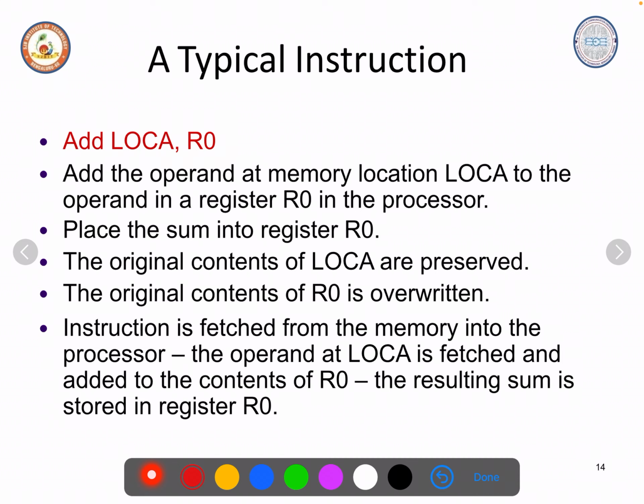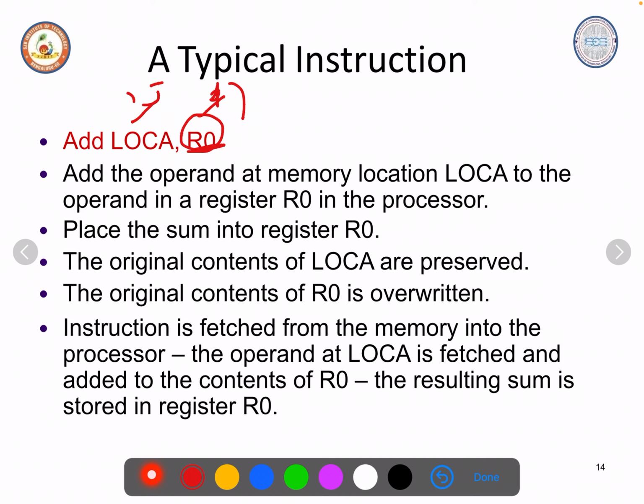After performing the sum of the two contents, that means the content in the memory and the content in the register, they will get added, and the result will be placed in the register R0. The original contents of location A will not be erased, it will be preserved, whereas the original contents of R0 will be overwritten. Suppose I consider the data here as 05 and here as 04, then these two will get added and the result will be stored in R0 itself. So the original content in R0 will be rewritten.